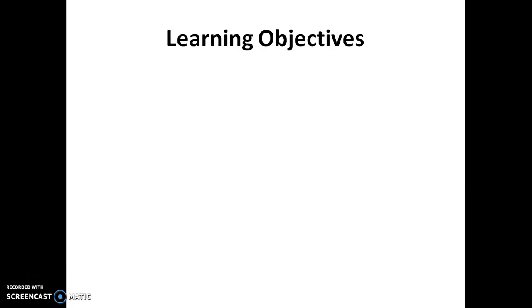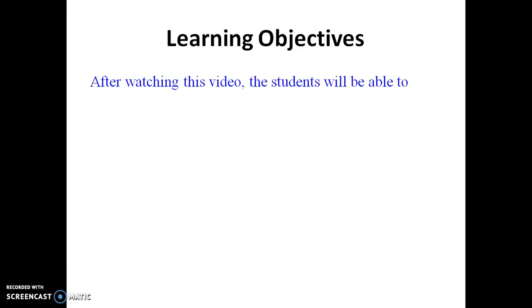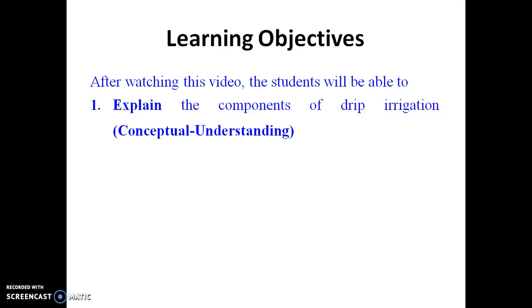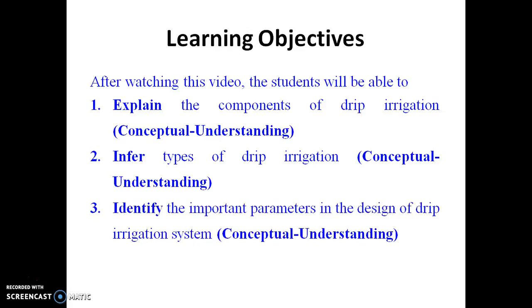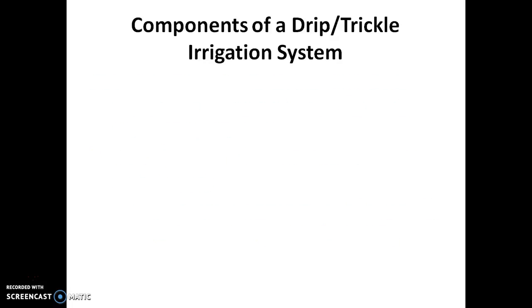So for today's class, the learning objectives are, you'll be able to explain the components of drip irrigation system, you'll be able to infer types of drip irrigation, and you'll be able to identify important parameters in the design of drip irrigation system. So let's see the components of a drip or trickle irrigation system.